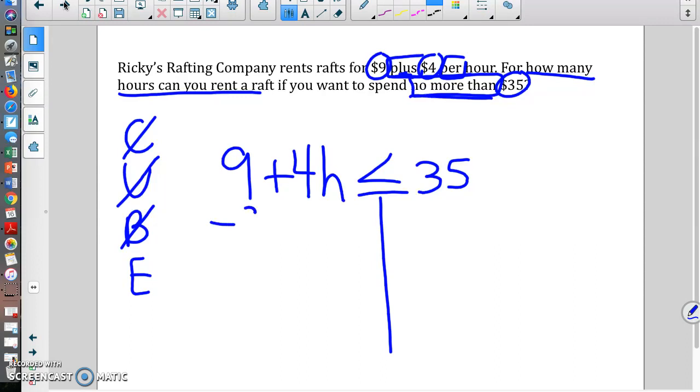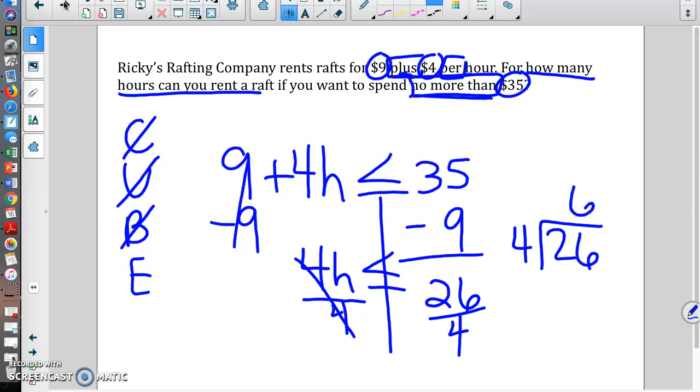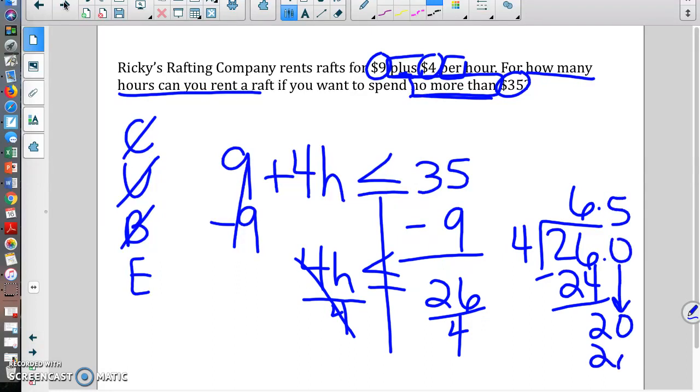You have to subtract 9 from each side. When you do that, you will get 26 is less than or equal to 4h. Divide by 4 on each side. 4 goes into 26 6 times, which is 24. The 2 left over. 4 goes into 20 5 times exactly.